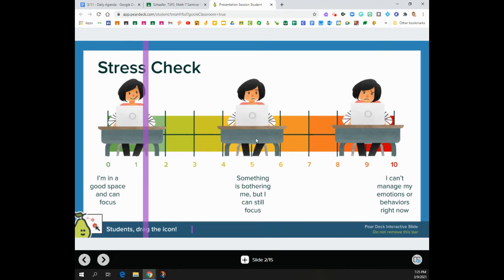Are you kind of in the orangey yellow, where, yeah, we've got some things stressing us out, some stuff that's bothering us, but we can still focus? Or are you way up here in like a red, where you're having a hard time managing emotions or behaviors, and maybe you need to speak with a counselor to try and get some support? So you can move your bar to wherever it is that you are today. Okay.